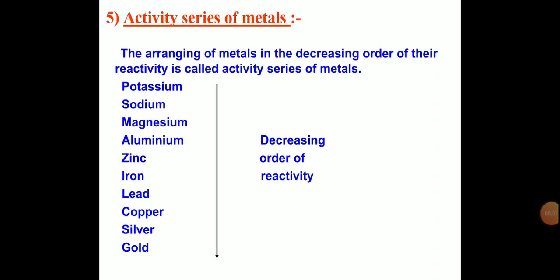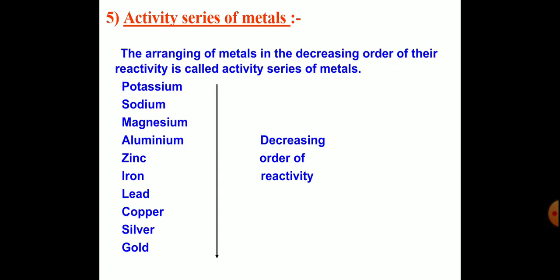Hello children, in our previous class we discussed the reaction of metal with acid, the reaction of metal with water, and the reaction of metal with oxygen. Clear? When metal reacts with oxygen, it forms a metallic oxide. Metallic oxide is basic in nature, and non-metallic oxide is acidic in nature.